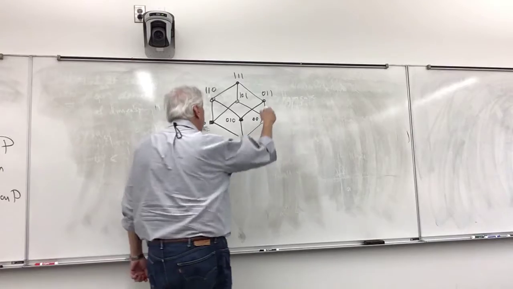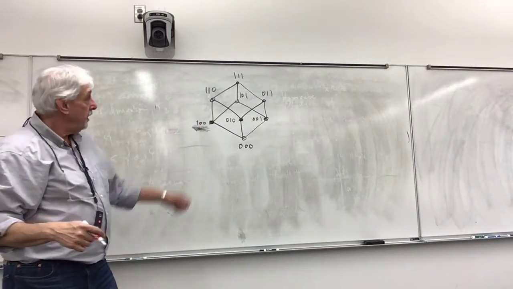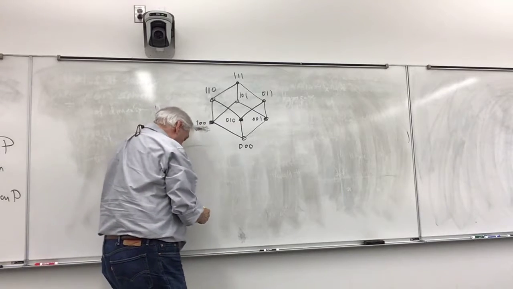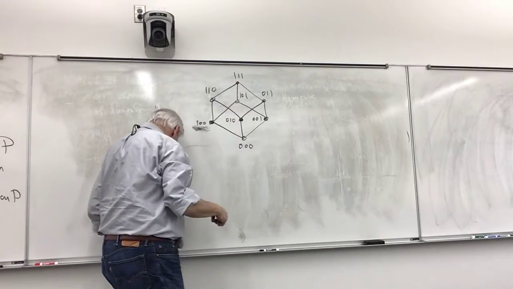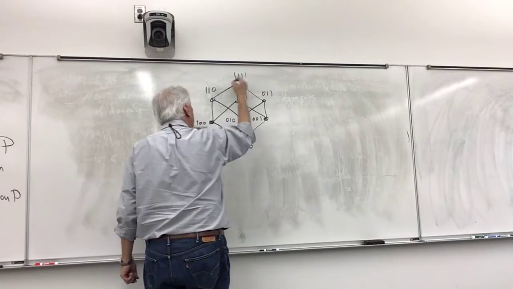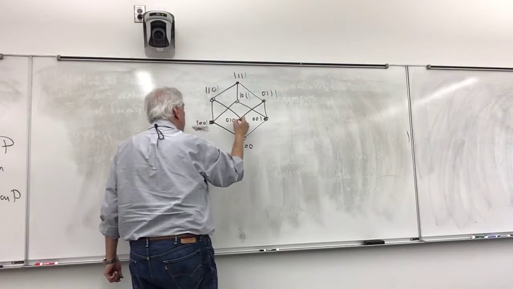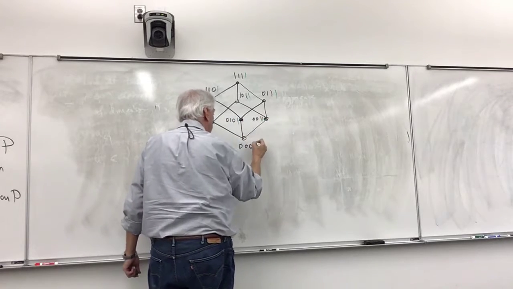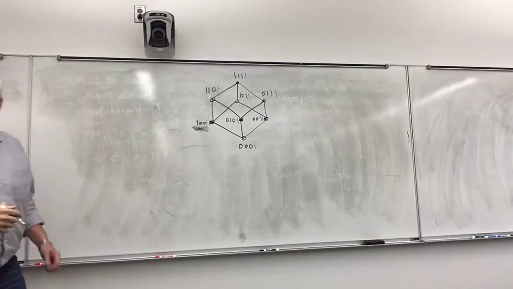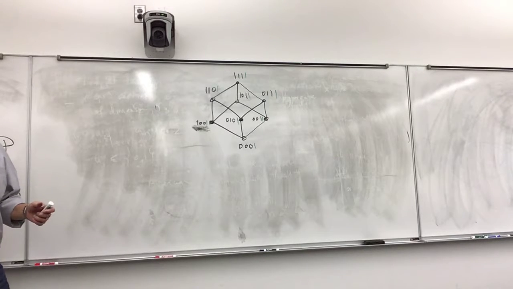Okay, so I'm going to divide my vertices into two pieces. The ones that these all have 3 zeros and 1s. Now I'm going to add a 1 to each of these. Okay, that's 8 of the vertices in this 4-dimensional cube.